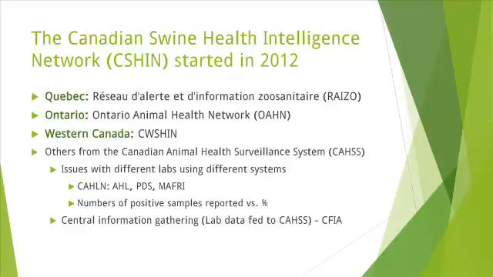We also have a quarterly phone call with the other groups that are covering the rest of Canada. Both Quebec and Ontario have groups that had already been discussing prior to the start of 2012 when CSHIN began, which is the Canadian Health Intelligence Network.